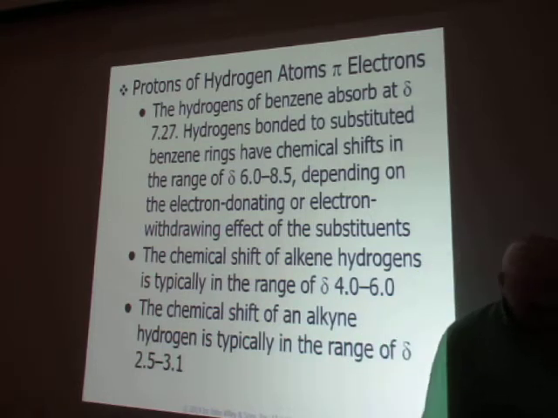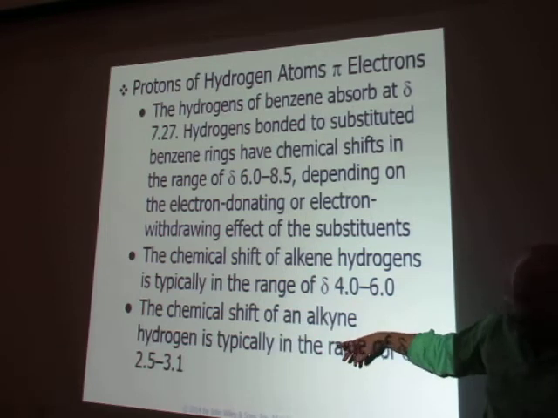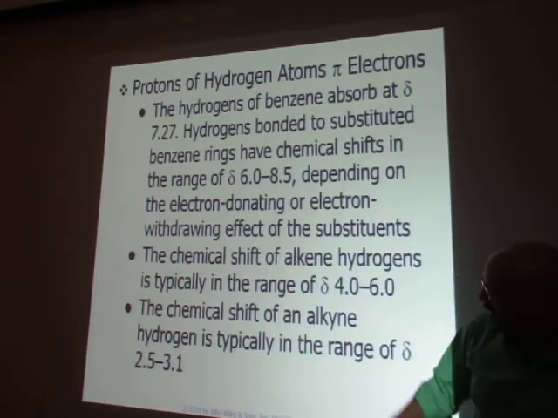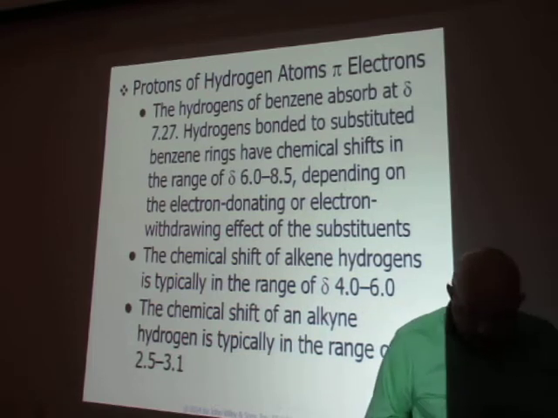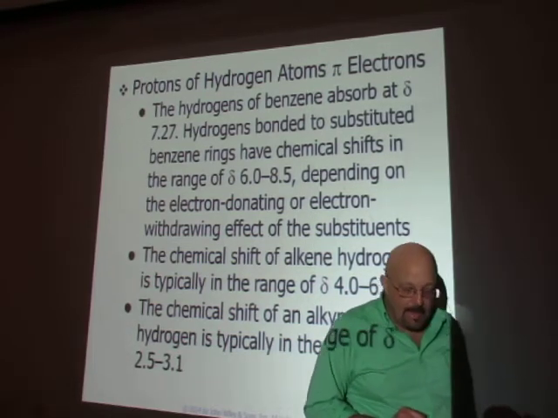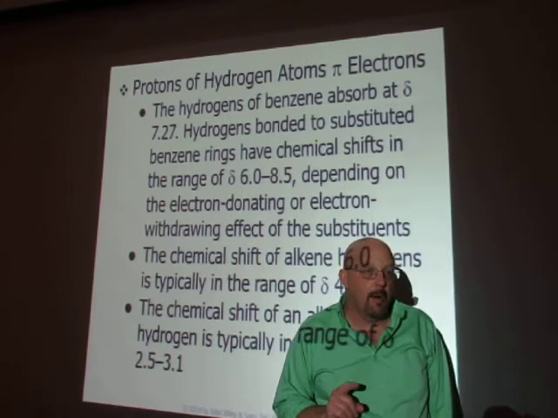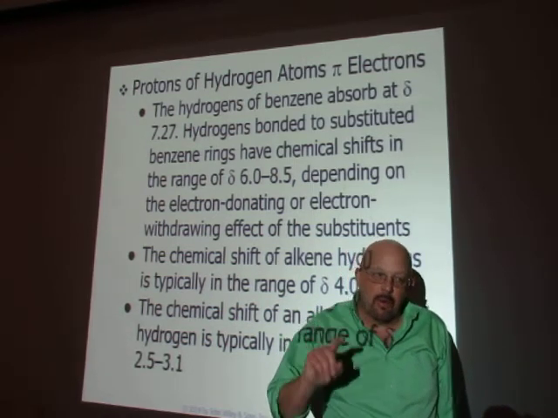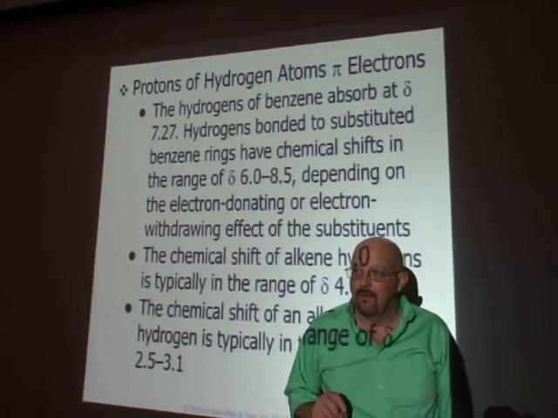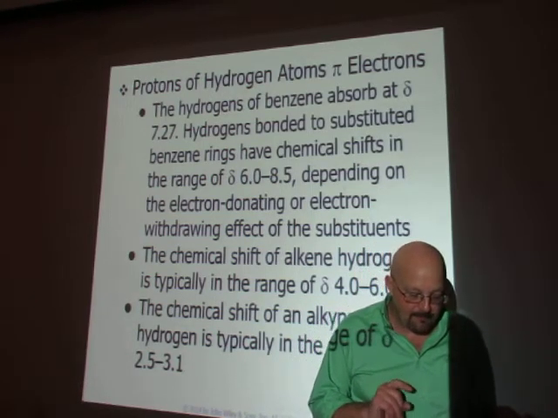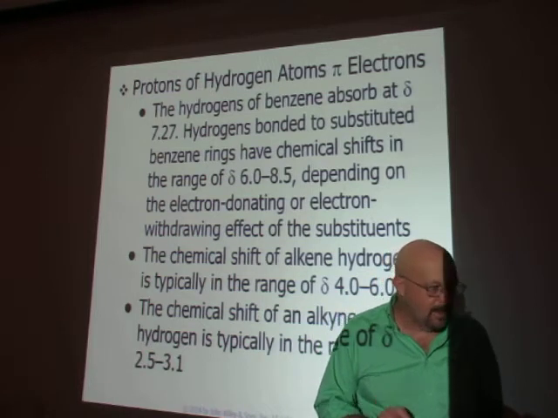Now I'm going to back up just a little bit here. From about 4.5 to 6.5, I know they say 4 to 6 here, but I say 4.5 to 6.5. That's protons on a carbon that's involved in a double bond. That's a proton directly attached to an alkene. That's from 4.5 to 6.5.